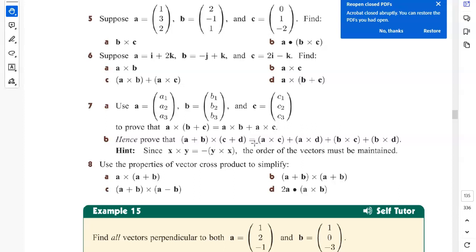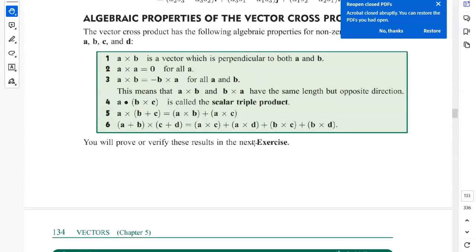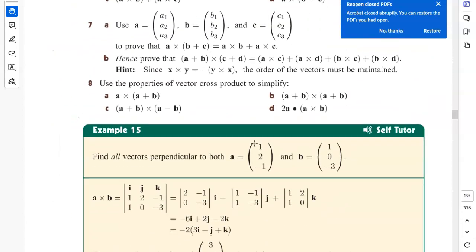So maybe 7 and 8. And if you look at 8, when it says use the properties, you're going back up here. And those are the properties that you're looking for to apply. If you get stuck, I'm right here. All good?